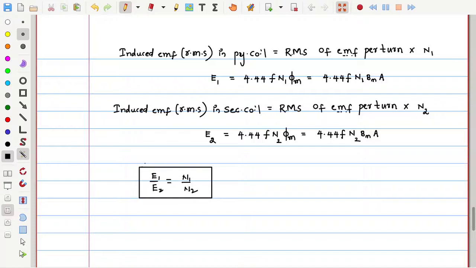So in continuation to this, we will see in the next class. This is the transformation ratio. Okay. Thank you.